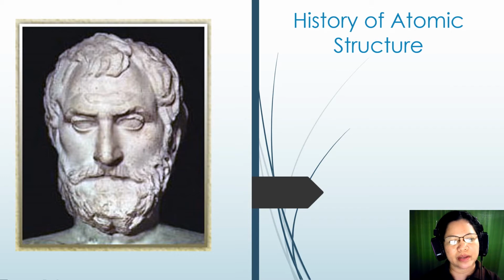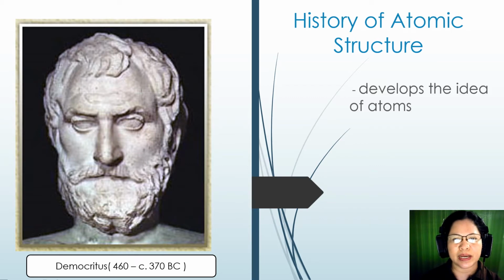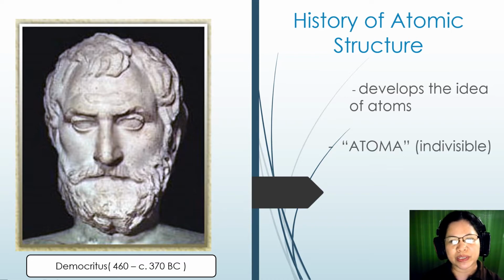So to start with, Democritus, in 460 to 370 BC, developed an idea of atoms. During his time, he didn't name it atom, but instead he gave the name atoma, which means indivisible. When I say indivisible, it cannot be seen with our naked eye, and you could not find anything smaller than that.